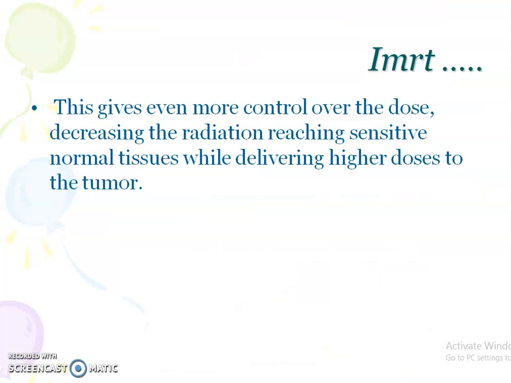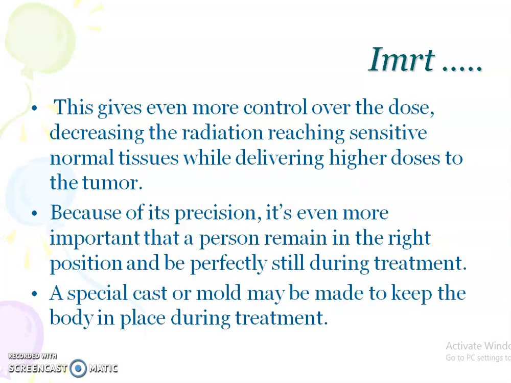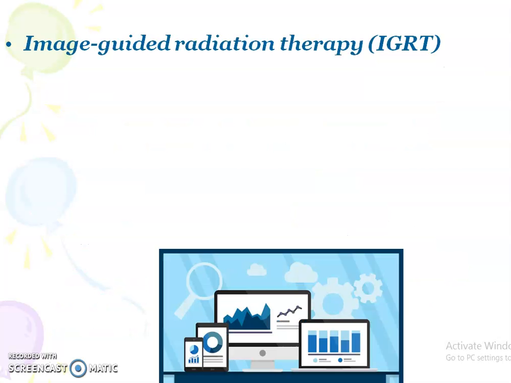IMRT gives even more control over the dose by decreasing the radiation reaching the sensitive normal tissue while delivering higher doses to the tumor cells. Because of this precision, it is even more important that the person is kept still during the treatment. So for that, we use a special cast or mold which is made to keep the patient's body in place during the duration of treatment.